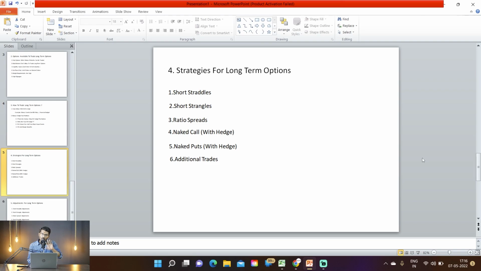As I told you, short straddle is not the only solution. There are also strategies like short strangle and ratio spread. You go and see for yourself. I've shown you the example. You go to the NSE option chain and you can check how your short strangle or short straddle, had you gone for long term option, would have made good money, right?